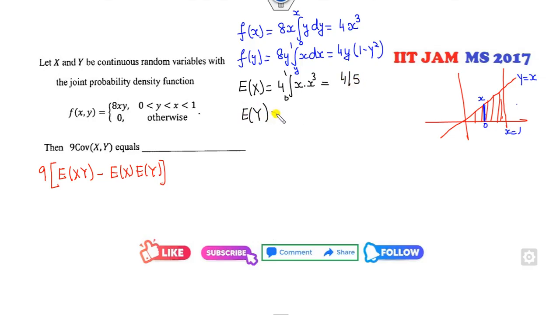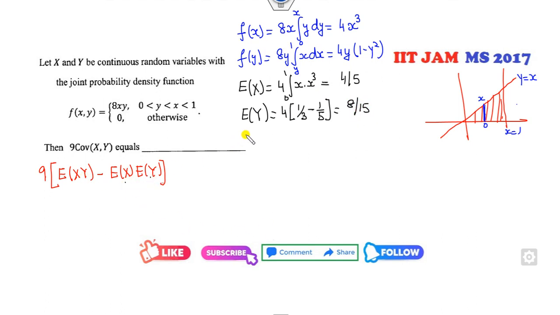What is the mean of the y? I can multiply this by y. It's y square. So integration of the y square is y cube by 3. It's 4y, it's 1 over 5. So 15 is the LCM. It's 8 over 15. So this value is over.